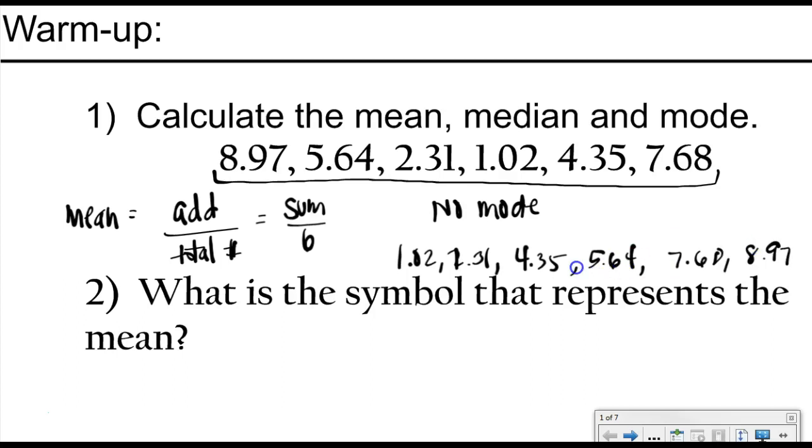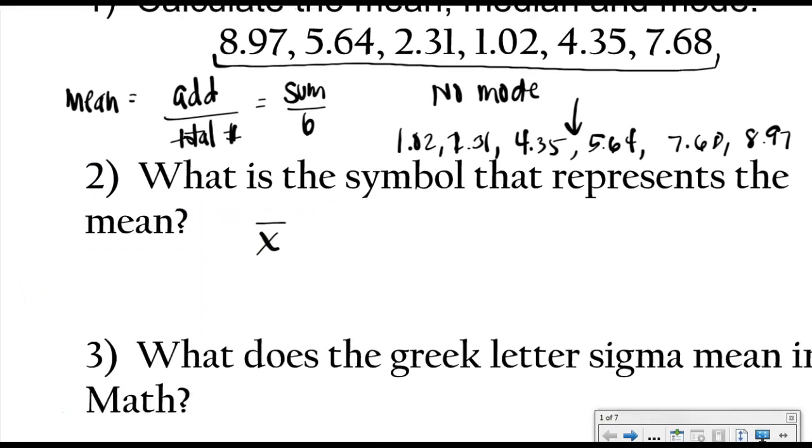Okay, and so just based on where I'm at, the median will be adding these two numbers together and then dividing by 2. What is the symbol that represents mean? It can be shown with X with a line over it. That's the same thing that you'll see in your calculator.